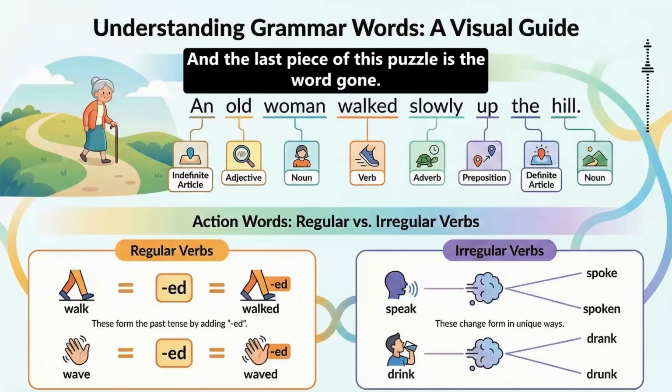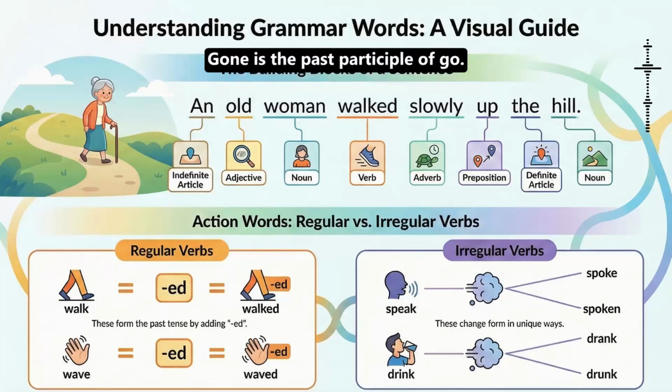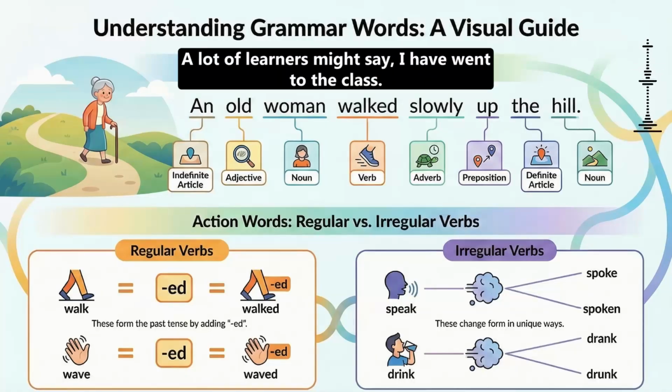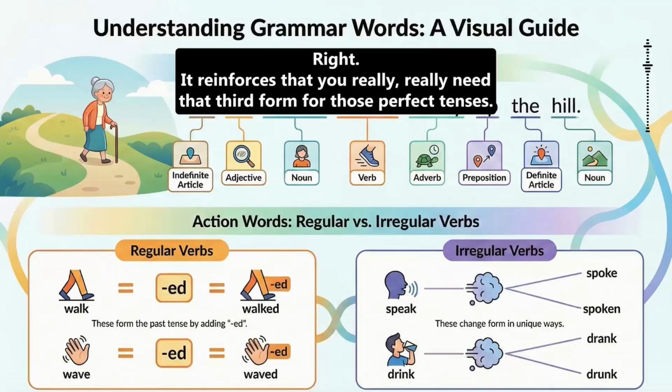And the last piece of this puzzle is the word gone. Gone is the past participle of go. The three forms are go, went, gone. This is a huge point of error. A lot of learners might say, I have went to the class, instead of I have gone. Right. It reinforces that you really, really need that third form for those perfect tenses.